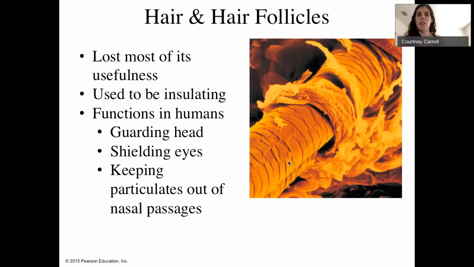Hair is another thing that has lost a lot of its function. It used to be very insulating, so humans used to be covered in hair, and that would keep us warm. Now we have clothes to keep us warm, and so we don't need that hair. Now it has very specific functions. It's on our head in part to help guard our head, a little cushioning over that brain. We have eyelashes to help shield our eyes, and we've got hair in certain parts of our body, like our nose and our ears, to keep particulates out of our air passageways or out of our inner ear.